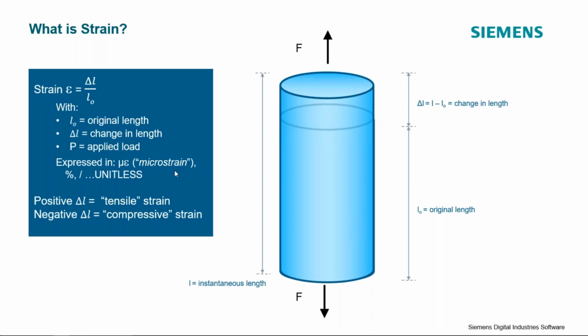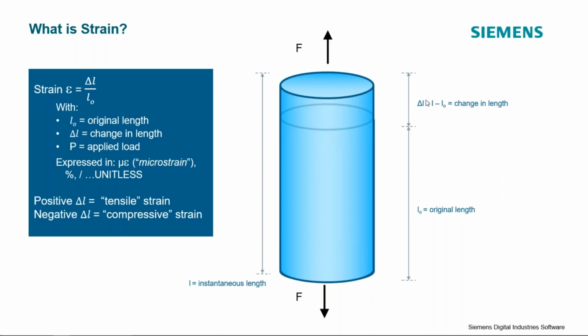Strain is kind of funny because it is a dimensionless quantity. It's a change in length, so let's just say meters divided by meters. So it's unitless. However, for most materials, because the strain, or the change in length, is so small when we apply a load, we typically multiply this strain by 10 to the 6th, and we express this unit in microstrain.